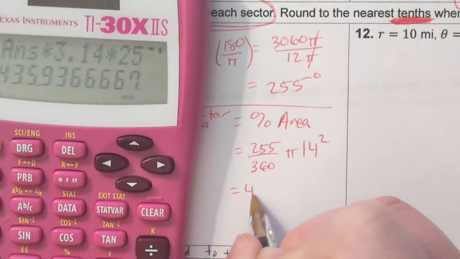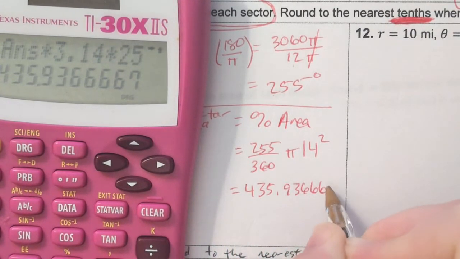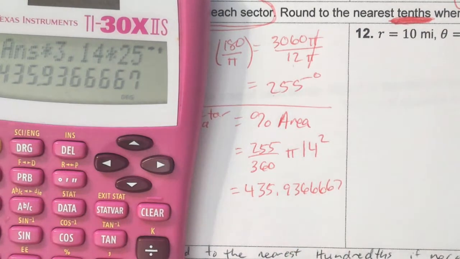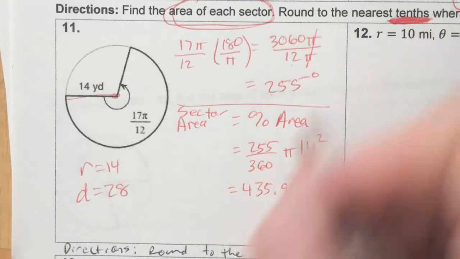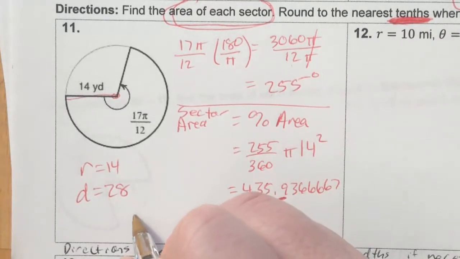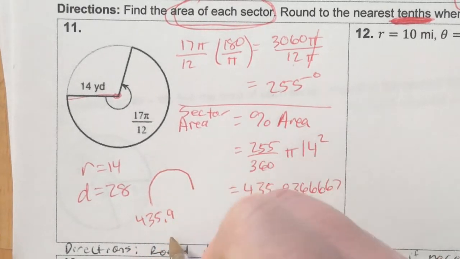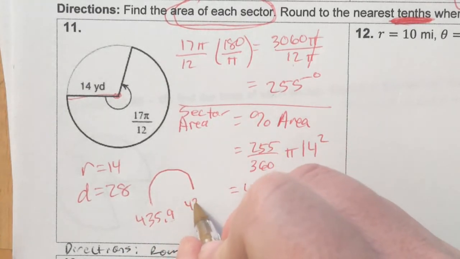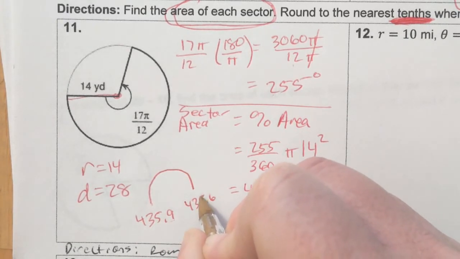And we get 435.936666666667. Okay, and they said to round to nearest tenth if necessary. How many zeros does 10 have? 1. So the question is, are we staying at 435.9, or are we rolling to the next number? So you see how it's 59? The next number would be 60, so 435.6, so 60.